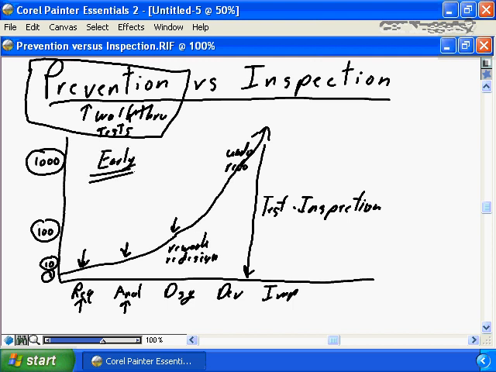And that's the key. The prevention is early detection, where inspection is the traditional testing, which happens later in the project when we finally have a final product that can be tested.